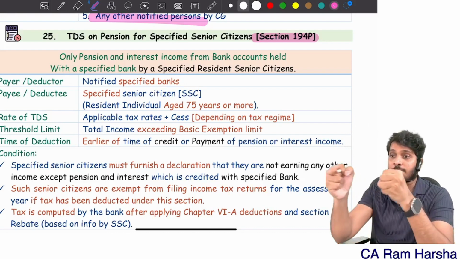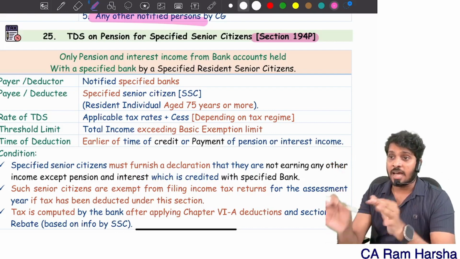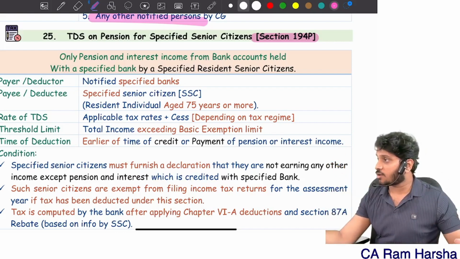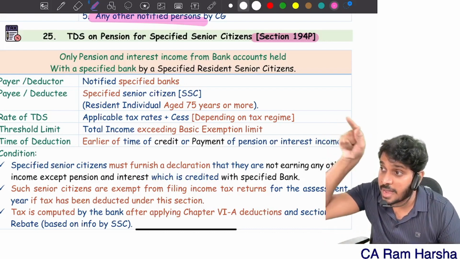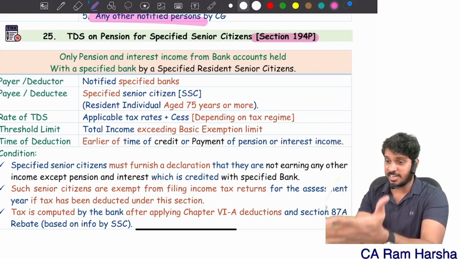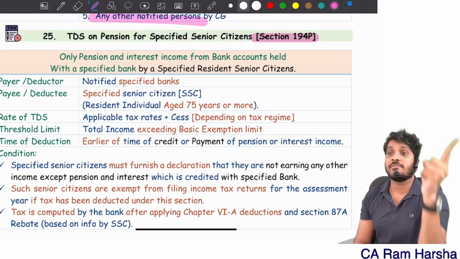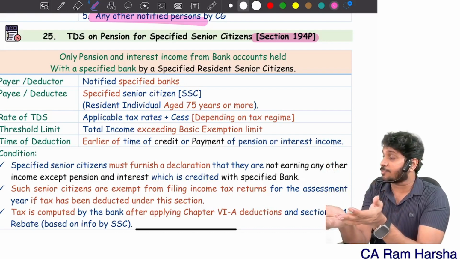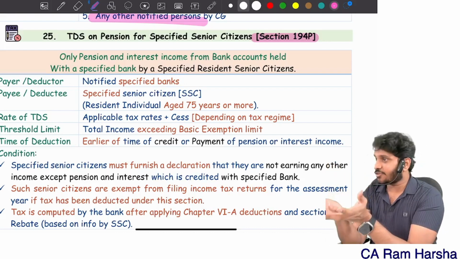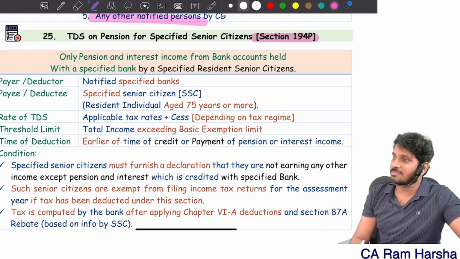Now I will go to State Bank of India. I will give a declaration under 194P that I don't have any other bank account or income, I get only pension income and interest income, both received through your bank account only. Then the State Bank of India will take the declaration. They will compute your gross total income, your chapter 6 deductions, your total income, your tax liability, and State Bank of India will deduct that tax liability from you at the time of payment of pension and interest, and pay it to the income tax department.